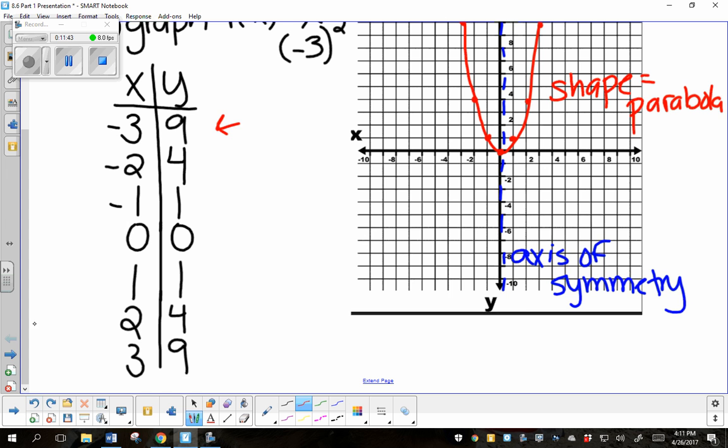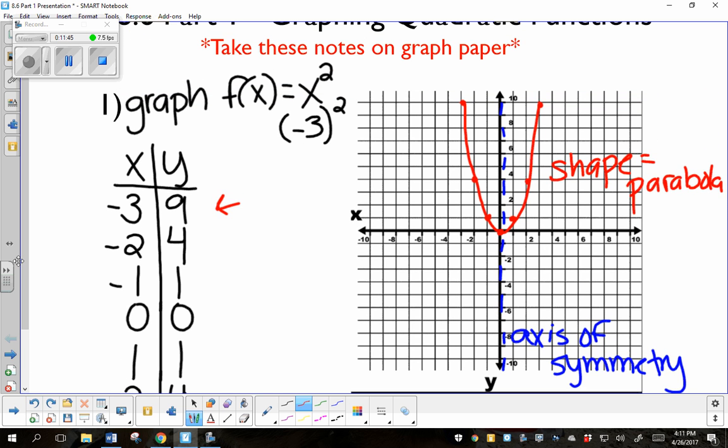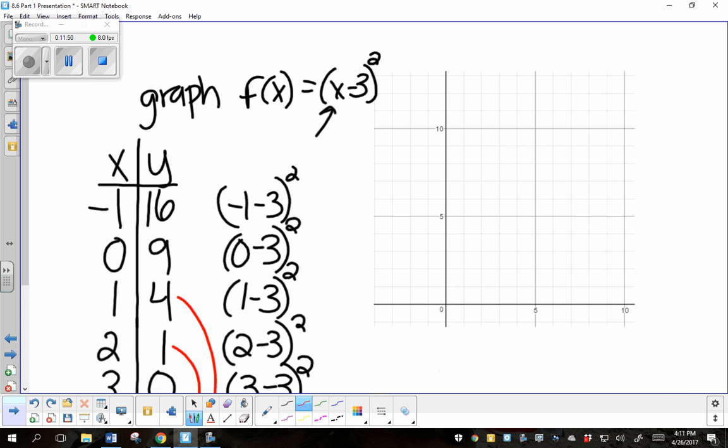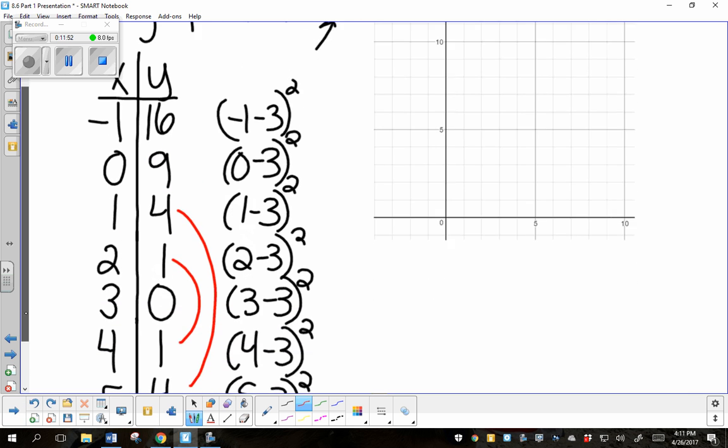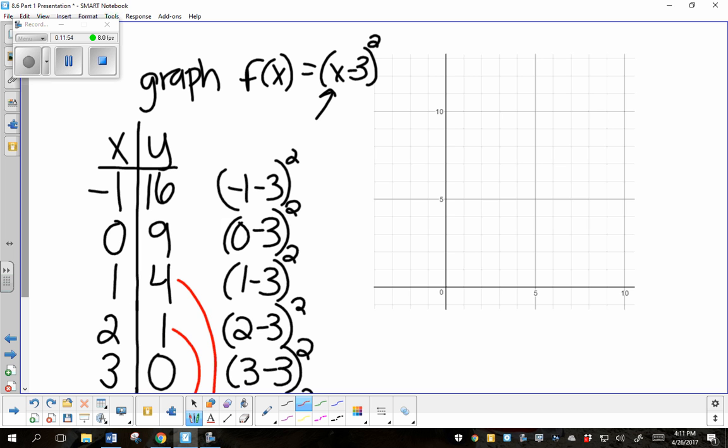Okay, so let's go ahead and graph these points. Oh, I'm on the wrong page. What's going on? Okay, here we go. So let's go ahead and graph these points. So I've got -1, 16. You know what? I'm not even going to graph that one. It's so far off the graph.